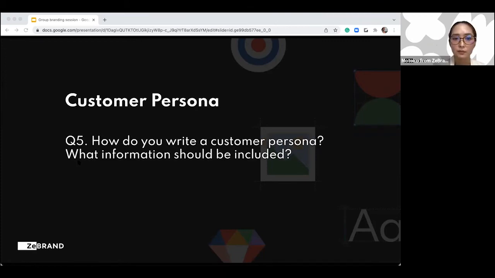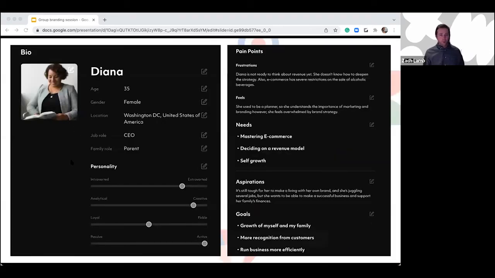Mm. And how do you write a customer persona? Like, what information should be included? Yeah, let's jump on to the next slide. Let's look at the ZeBrand example. Okay. Yeah, so this is an example of a good customer persona.